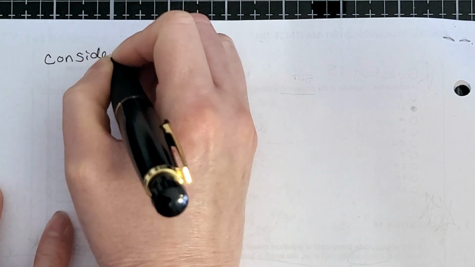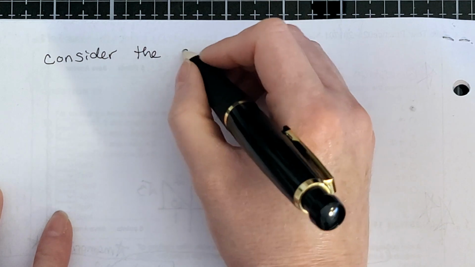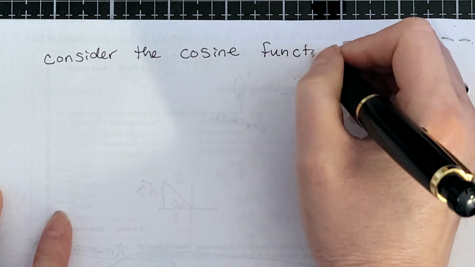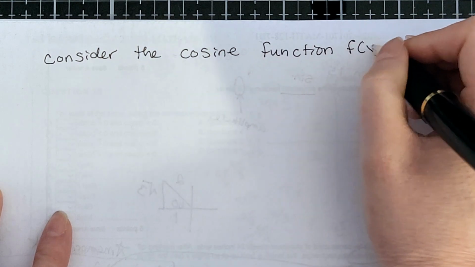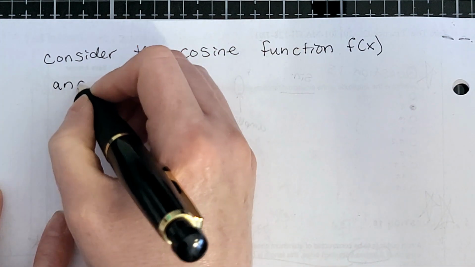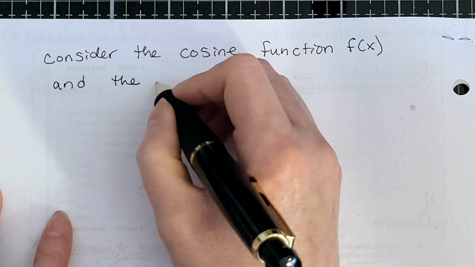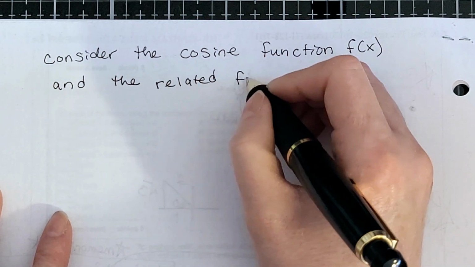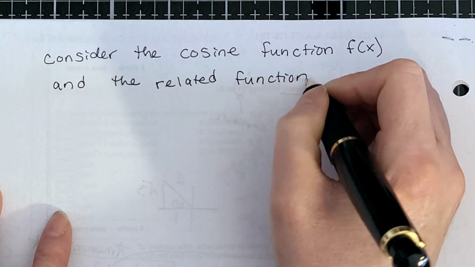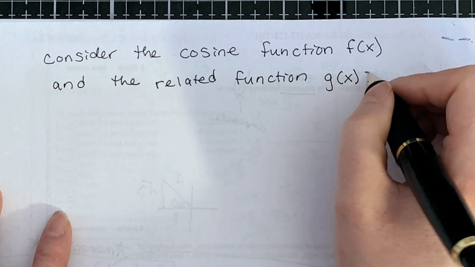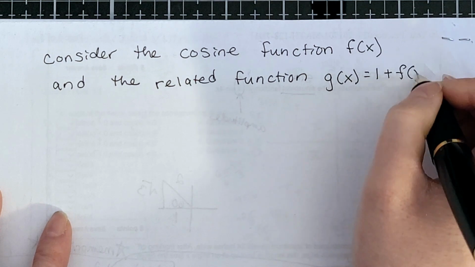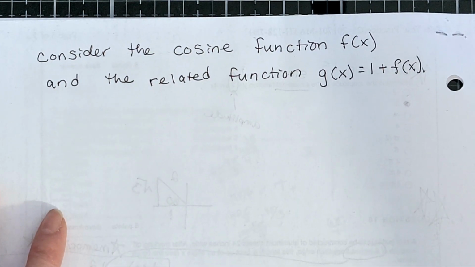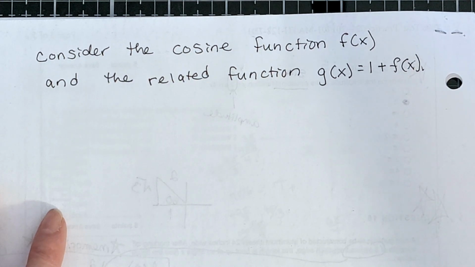So consider the cosine function f of x and the related function g of x equals 1 plus f of x. And I would probably pause the video and make sure that you have this all written out, okay?